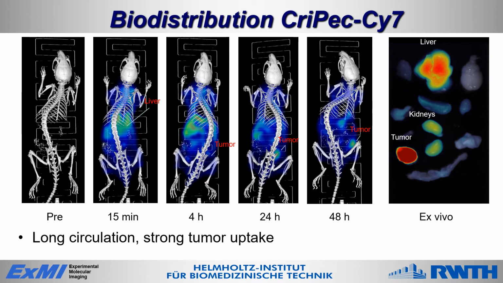The biodistribution of the CriPec probe showed long blood circulation time here, so you see a lot of signal all over the body throughout the whole time. And then over time the tumor lights up, so you can see that it starts lighting up here. And the ex vivo imaging confirmed these results. So here you can see the tumor and some remaining signal in the liver and the kidneys, which you can see in vivo here as well.